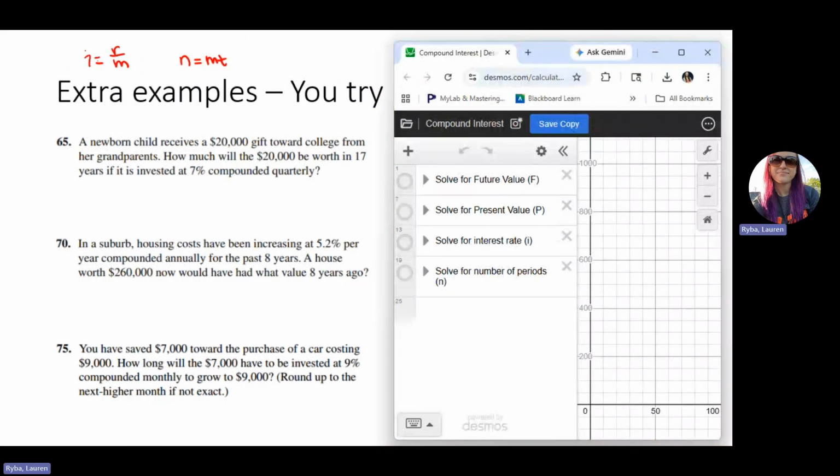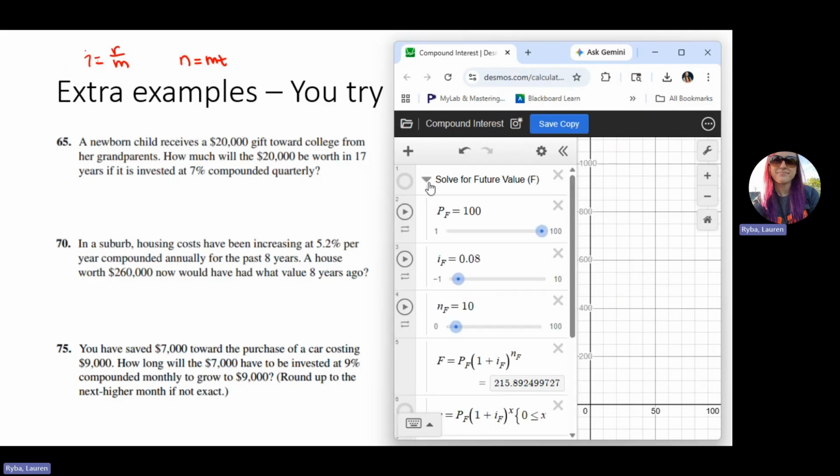All right, our first one says, a newborn child receives a $20,000 gift towards college from her grandparents. How much will the $20,000 be worth in 17 years if it's invested at 7% compounded quarterly? So you can see how this calculator is called compound interest. Our goal is to solve for the future value. So if I want to know how much I have in the future, I can open this one here.